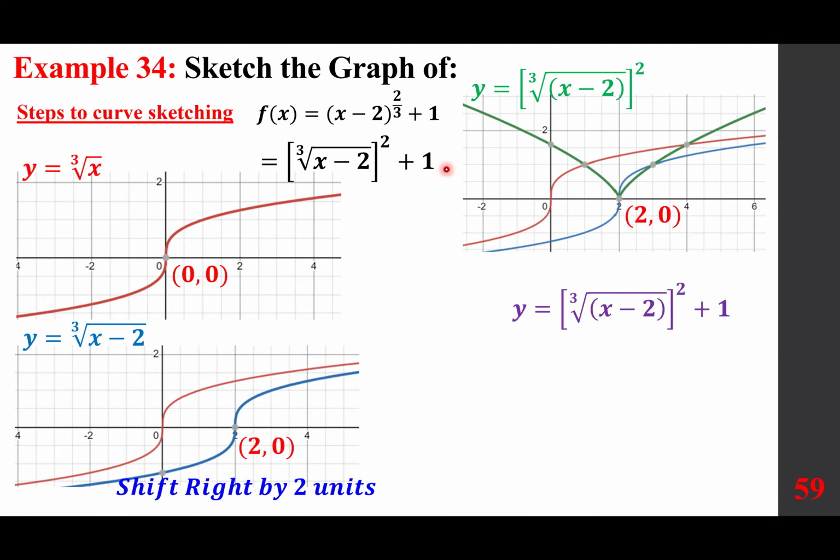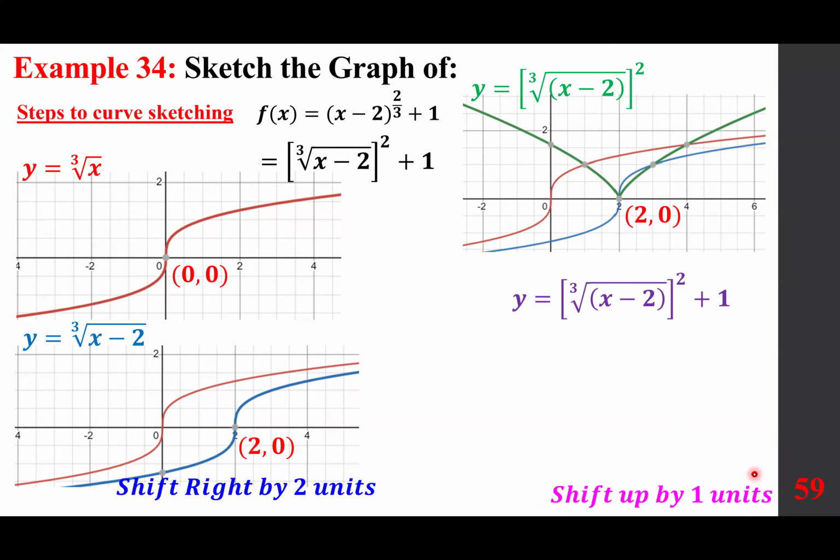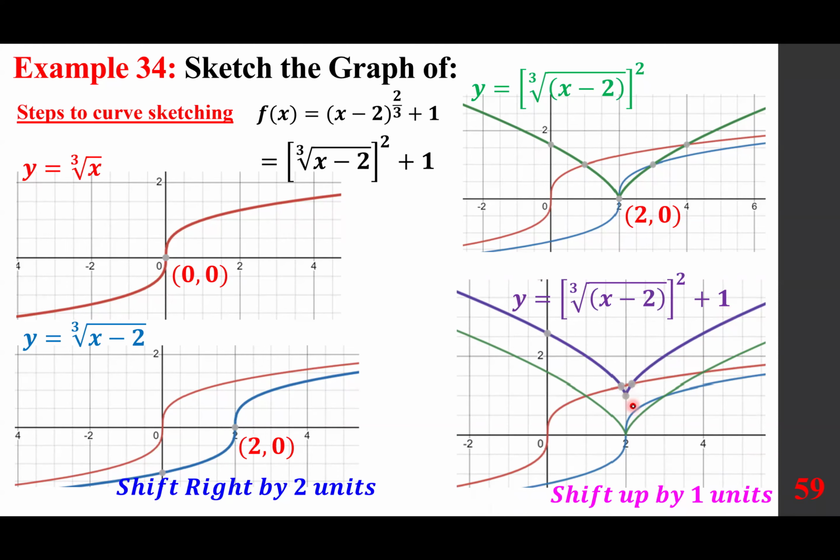Finally, plus 1 means move it up by 1 unit, shift up by 1 unit. So this blue one, which became the green one, now moves the green one up by this much, by 1 unit. And therefore, 2, 0 moves to 2, 1. That's a graph. It has been transformed, and the transformation has given you all the information you need.